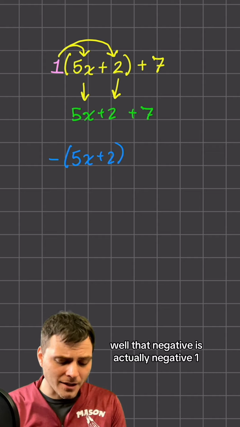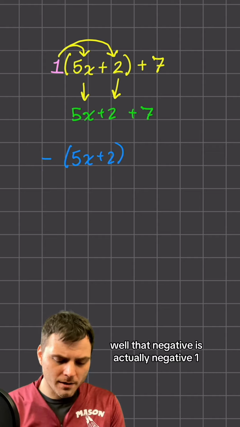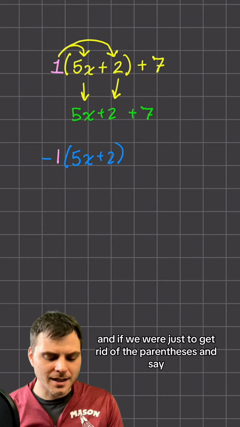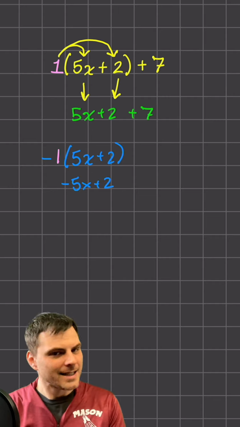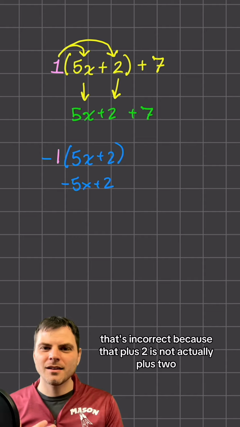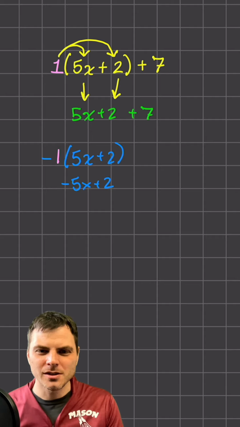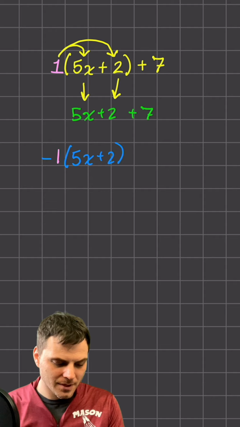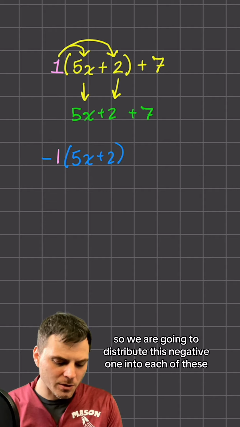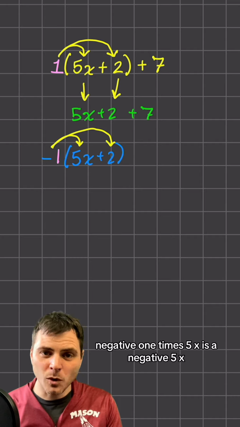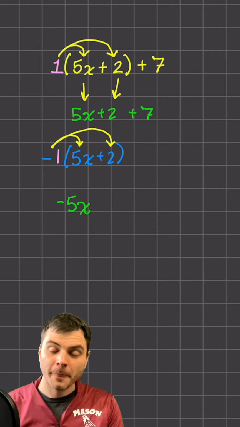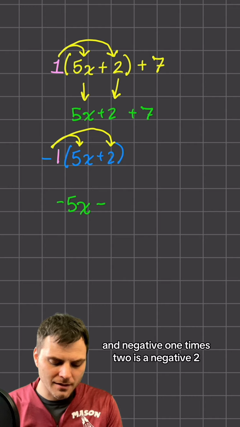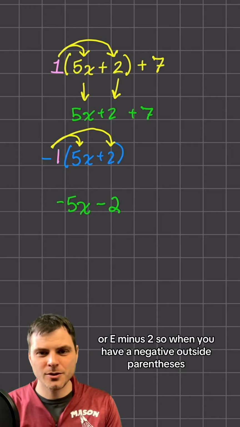Well, that negative is actually negative 1. And if we were just to get rid of the parentheses and say this is negative 5x plus 2, that's incorrect, because that plus 2 is not actually a plus 2. We're subtracting it. So we are going to distribute this negative 1 into each of these. Negative 1 times 5x is a negative 5x, and negative 1 times 2 is a negative 2, or a minus 2.